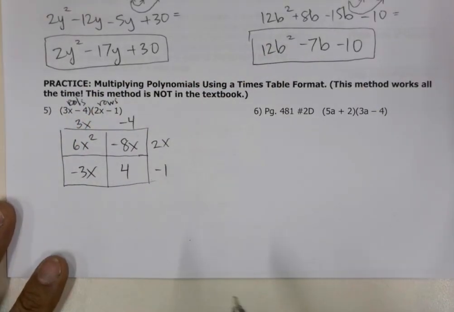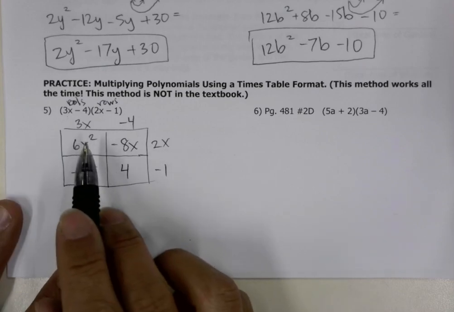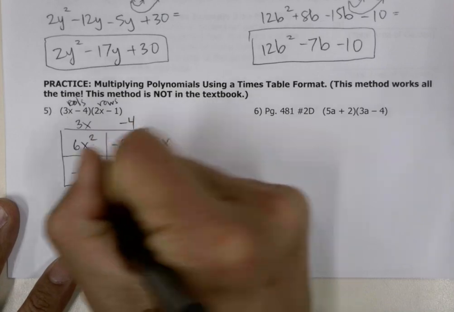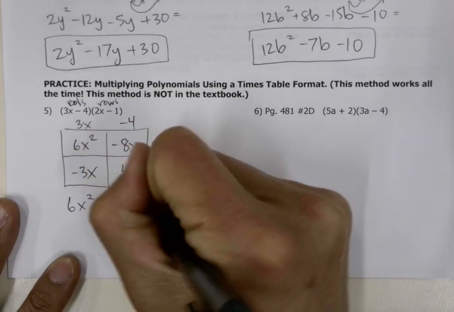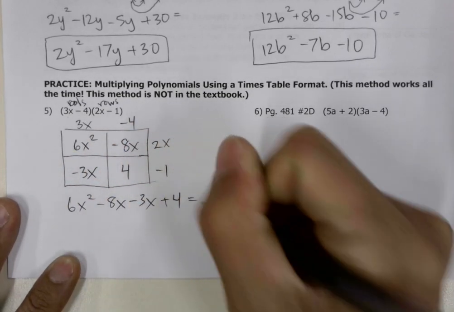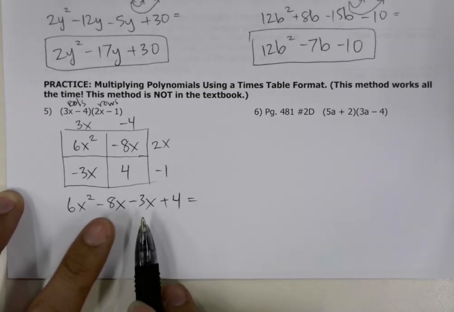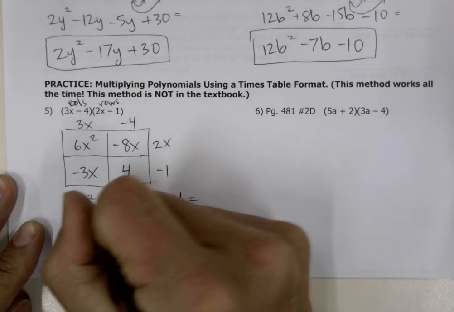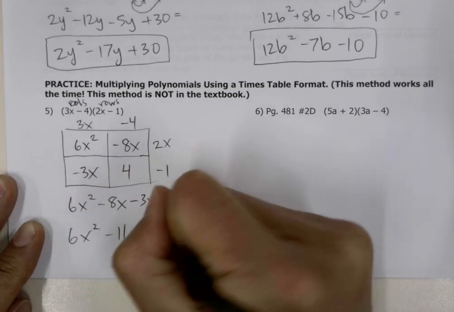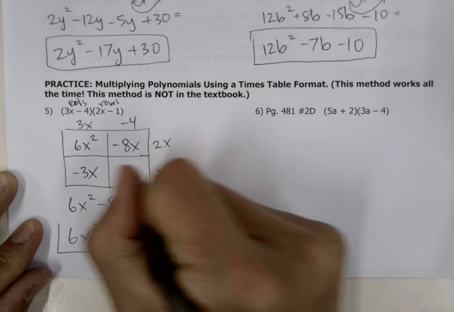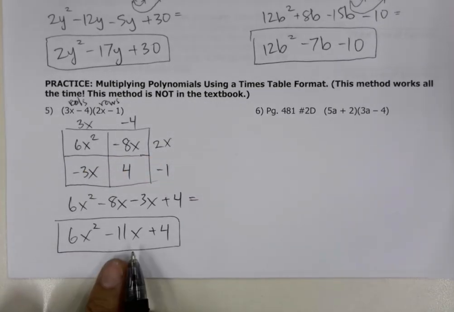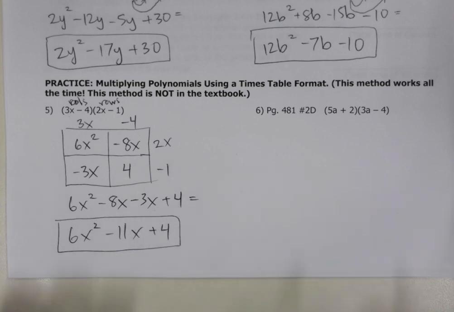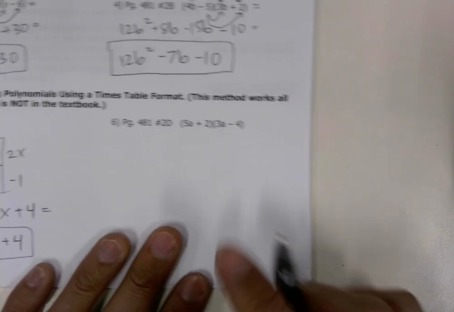Right. So now to find our answer, we're going to go ahead and just combine these all into one polynomial. So we'll get 6x squared minus 8x minus 3x plus 4. And then our last step is to combine our like terms. Right? So we're going to say 6x squared minus 11x plus 4, and we're going to put a box around that. Right? And you can see here in the last step I combined my like terms, the negative 8x and the negative 3x. So let's go ahead and try it one more time.